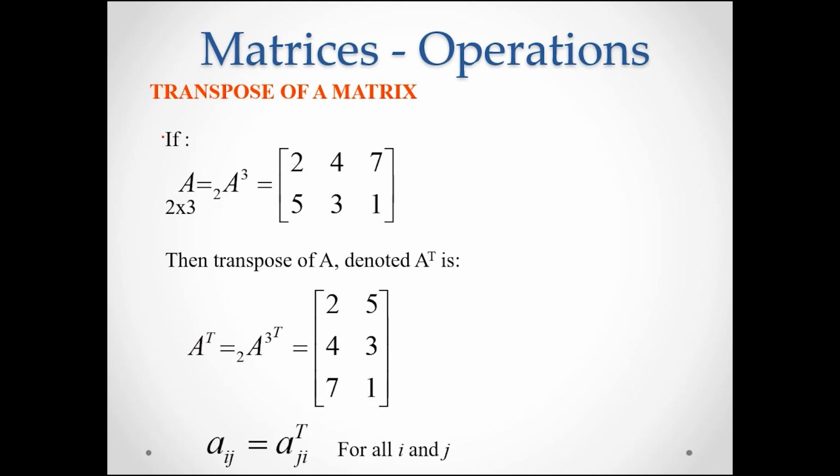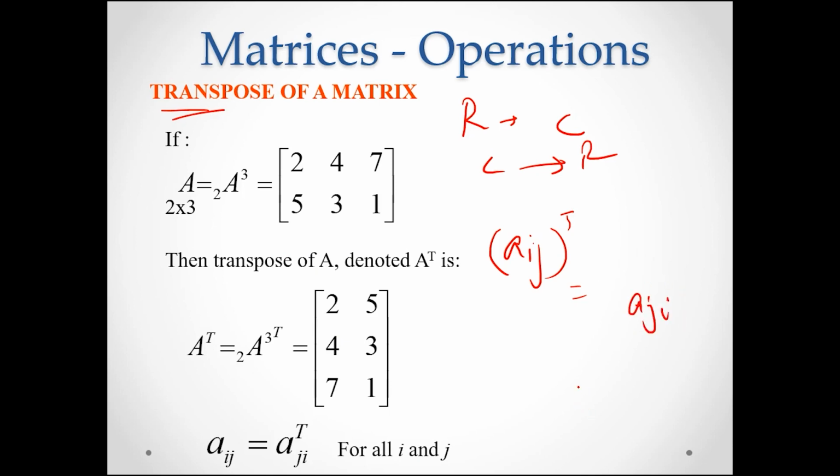Okay? And the next matrix operation is the transpose. Transpose means shifting 180 degrees. That means in simple terms, the rows become columns and columns become rows. So if I have a matrix of order 2 cross 3, when I apply the transpose, it becomes 3 cross 2. So I write that aij is a matrix, and if I take the transpose, the roles reverse. So it becomes aji, right?